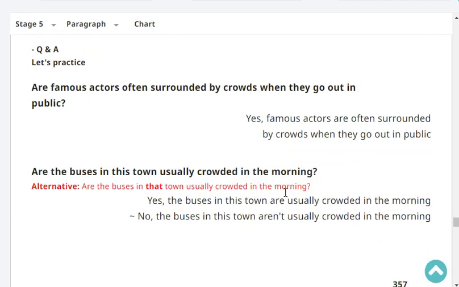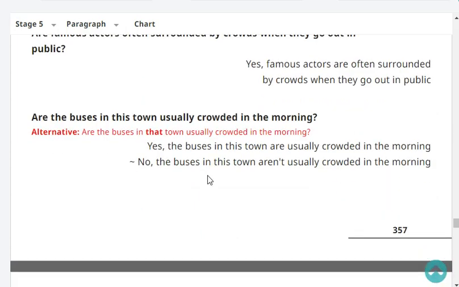Are famous actors often surrounded by crowds when they go out in public? Yes, famous actors are often surrounded by crowds when they go out in public.